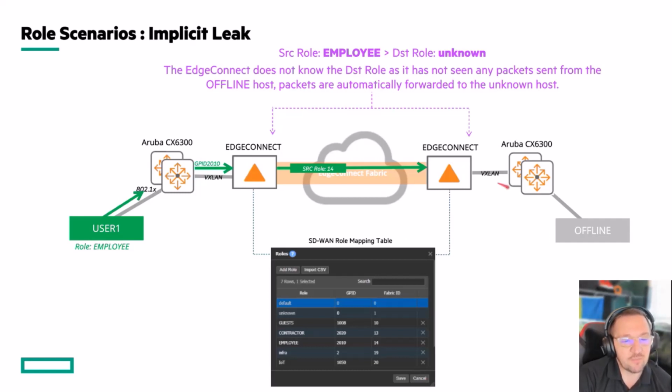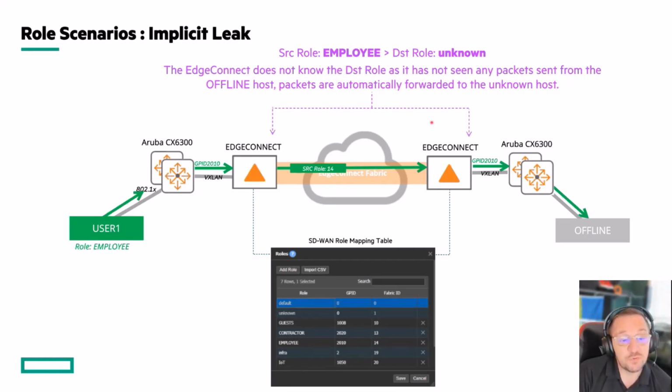This EdgeConnect does not yet, most important part, this guy's offline. He's not sent any packets at all, and he's not responding to packets. So when this packet comes inbound to this EdgeConnect, what is the destination role that this EdgeConnect will use? Well, it's still unknown. It doesn't know yet. So the EdgeConnect will let it leak. It will leak GPID 2010 because that's the source role. It will send that packet toward the offline host, and the offline host will just not respond, or we'll get a host unreachable from the switch or router or whatever, but we will never get a response back.